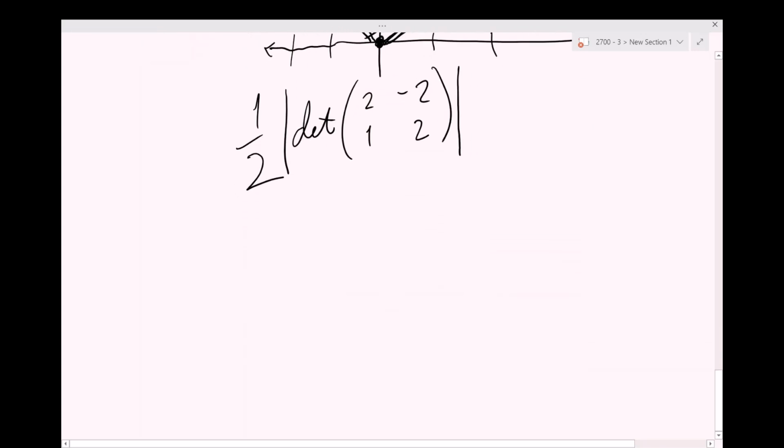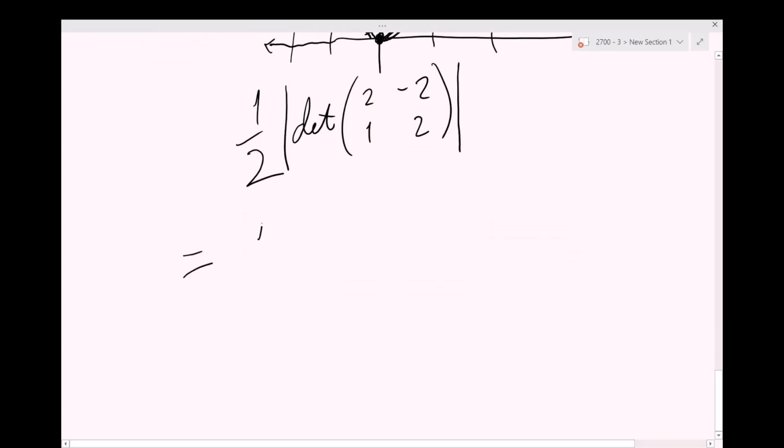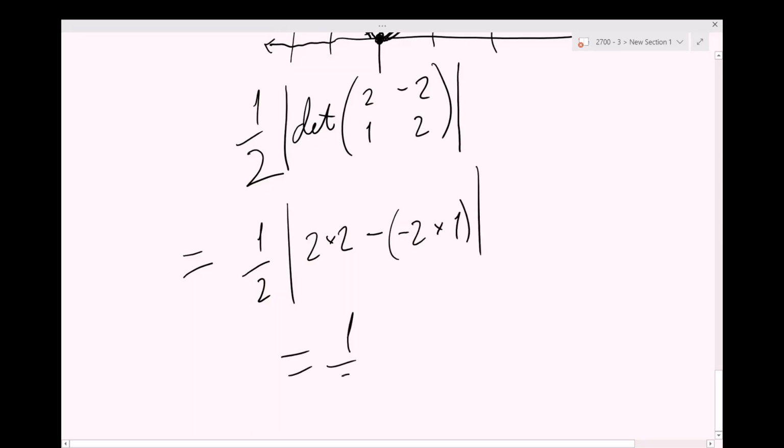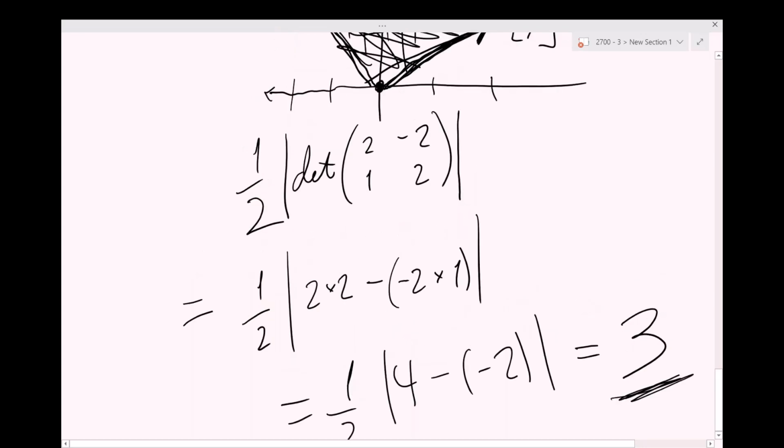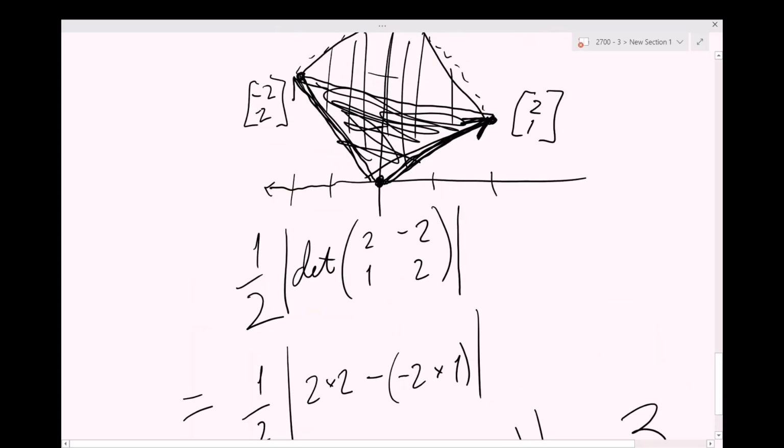And so then if I want this area, we'll just finish calculating this. So I have 1/2 absolute value of 2 times 2 minus -2 times 1. So that would be -2 times 1. So we're getting 1/2 absolute value 4 minus -2. So 1/2 of 6, or 3. So the area of that triangle is 3.